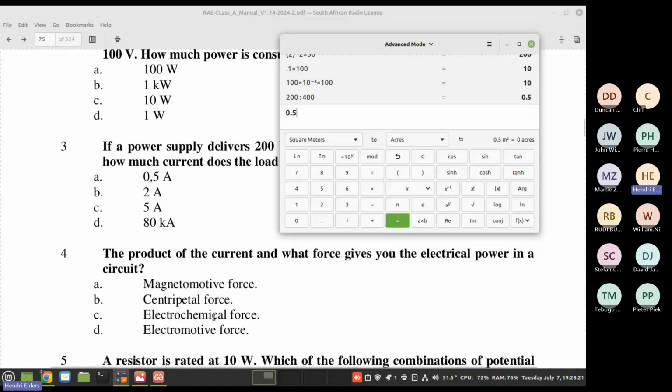I know there's a couple of others that sound right, because you get a magnetic field, people tend to choose A, but it's not. It is electromotive force.